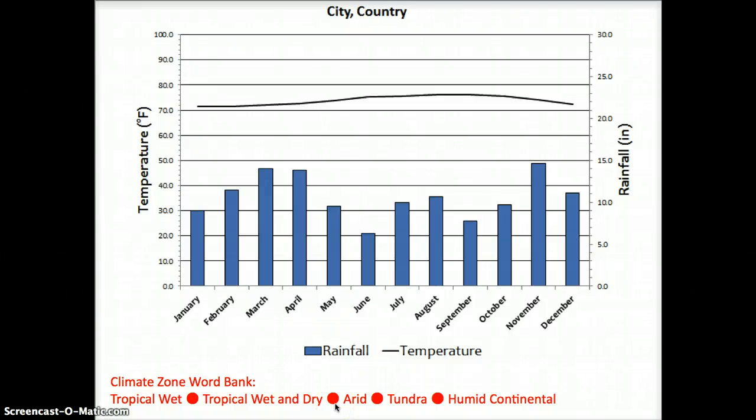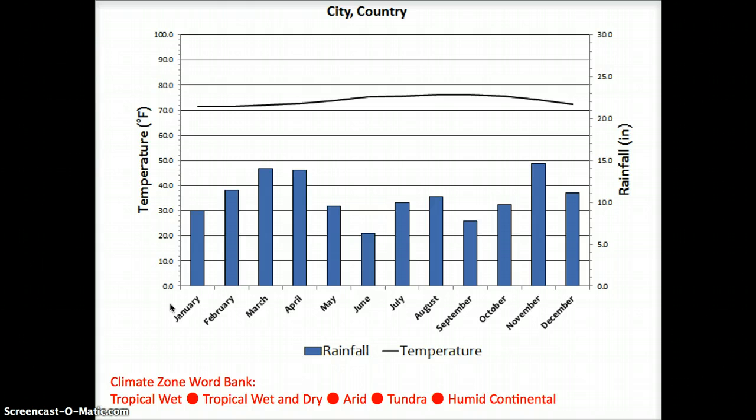In this tutorial, I'm going to explain how to interpret a climate graph. First, I want to explain how a climate graph is laid out. You'll see that there are two vertical axes and one horizontal axis. On the right vertical axis, information about rainfall and precipitation is provided. On the left vertical axis, information about temperature and degrees Fahrenheit is provided. And along the bottom, you'll see the months of the year.